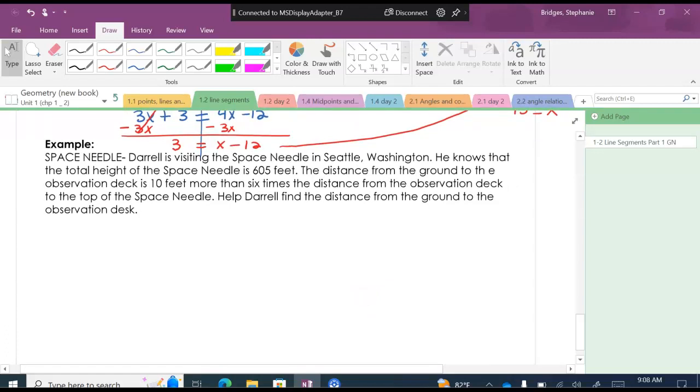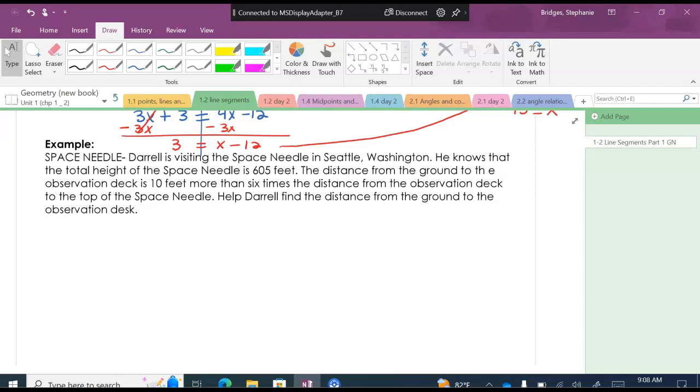Daryl is visiting the Space Needle in Seattle, Washington. He knows that the total height of the Space Needle is 605 feet. The distance from the ground to the observation deck is 10 feet more than 6 times the distance from the observation deck to the top of the Space Needle. Help Daryl find the distance from the ground to the observation deck.